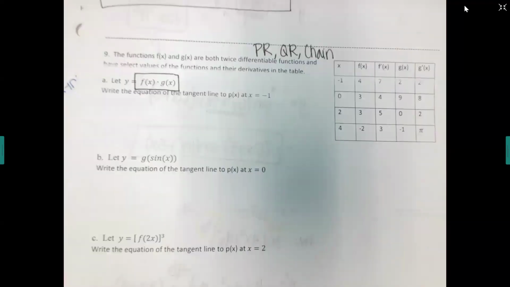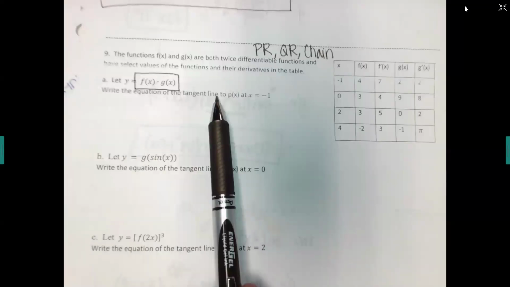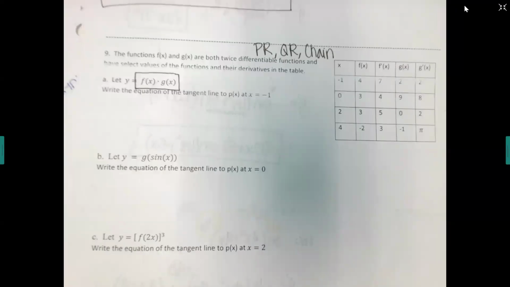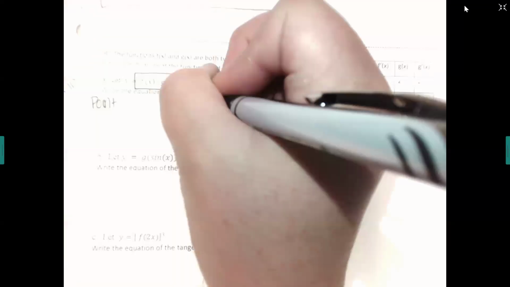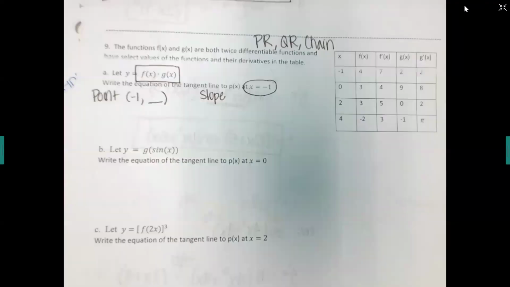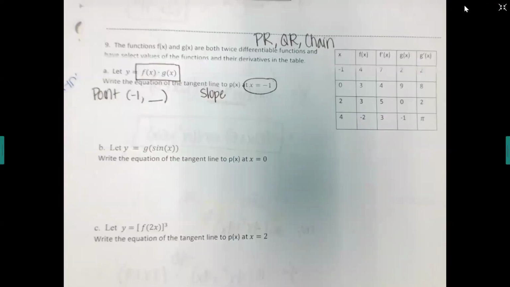Now, for your homework, some of them are only asking you to take the derivative. This one's asking you to write the equation of the tangent line. What 2 ingredients do you need for a tangent line? Okay, very good. So write down point and slope. And remember that for the point, you're plugging into the original. You're not taking the derivative yet. So I want to plug in -1 for my x. But then I'm going to find f and g, and I'm going to multiply them together.